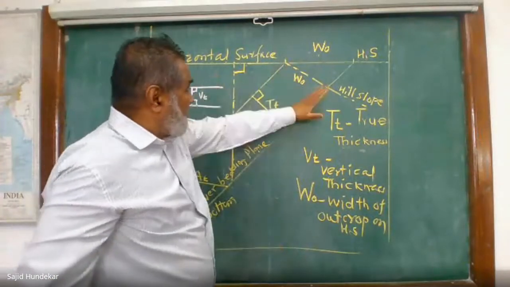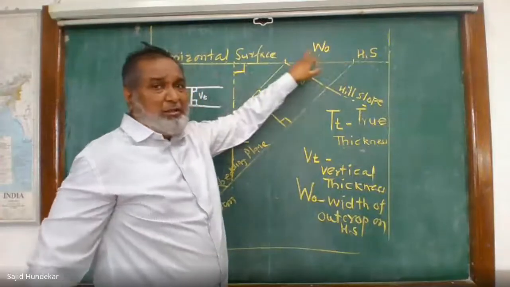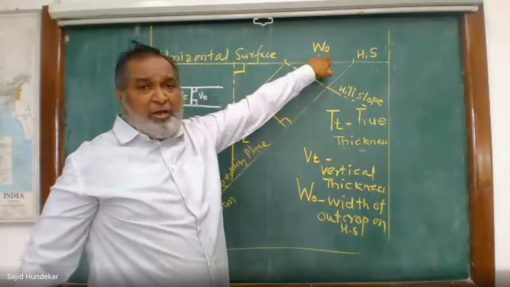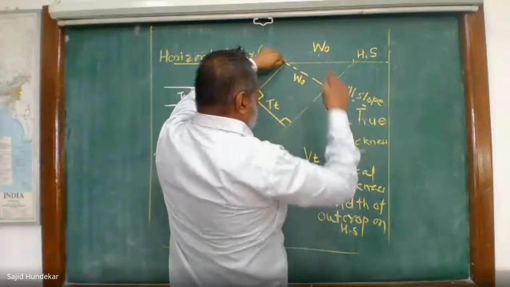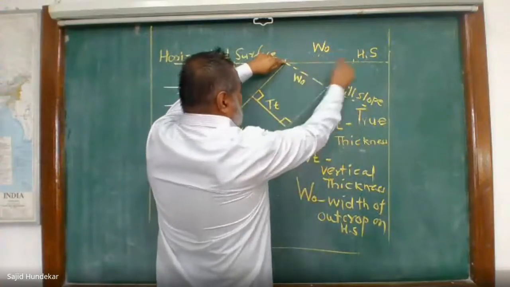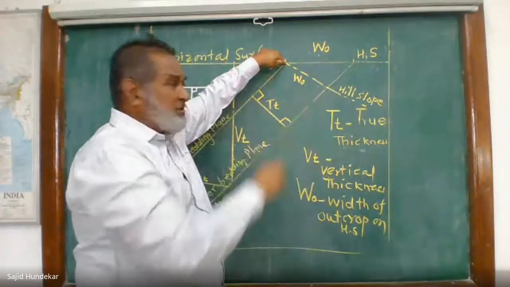But if the bed is inclined, we are going to get both junctions exposed on the horizontal surface. And if you measure the distance between the top bedding plane and bottom bedding plane, this is the width of outcrop on the horizontal surface.